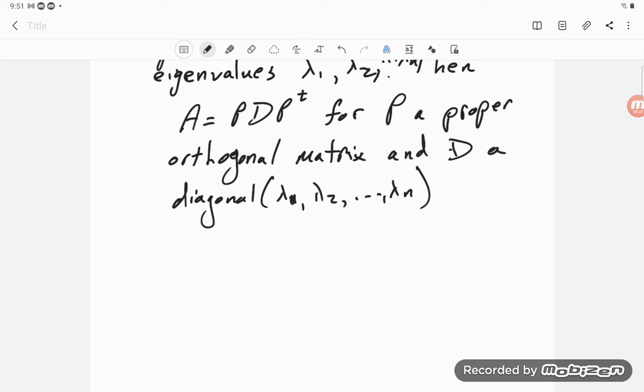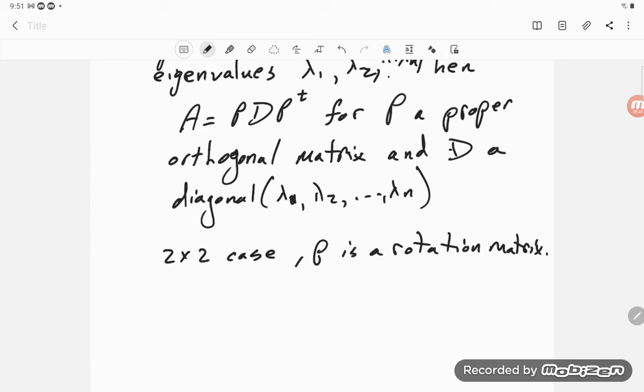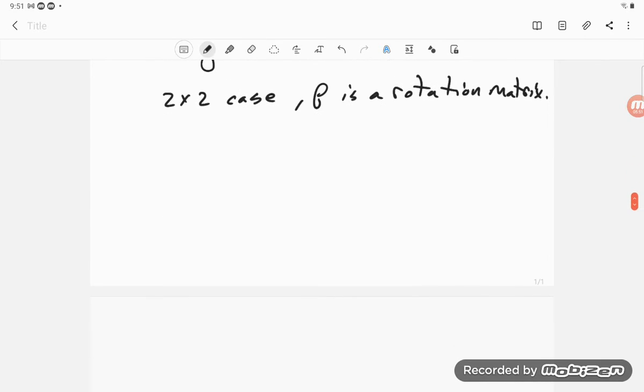And so pretty much that means, if we are in the 2 by 2 case, P is a rotation matrix, okay, which they point out. Okay, and let's toss in their example.